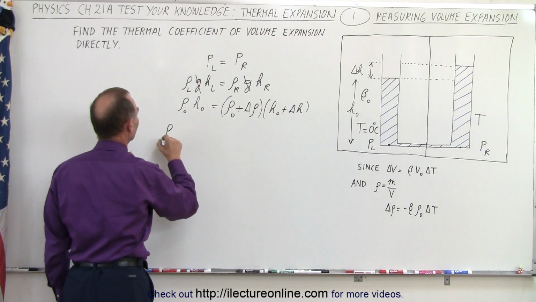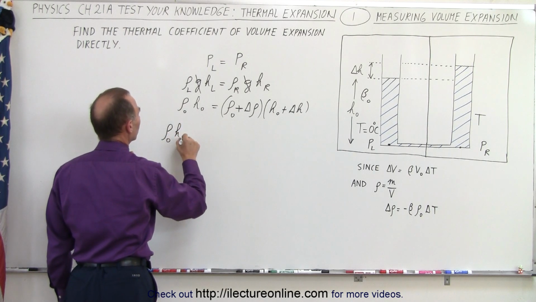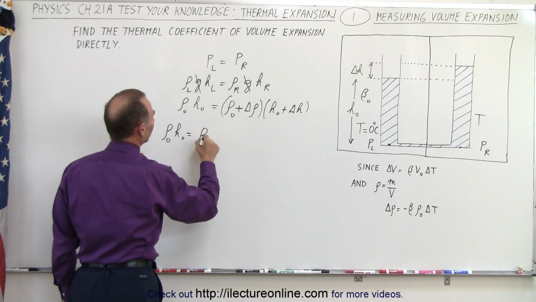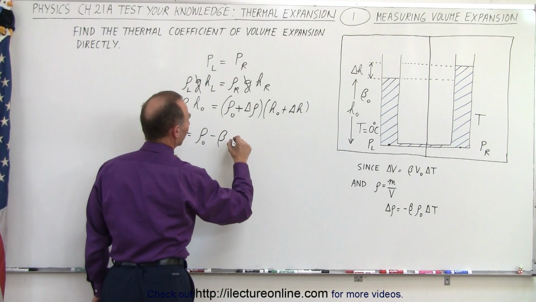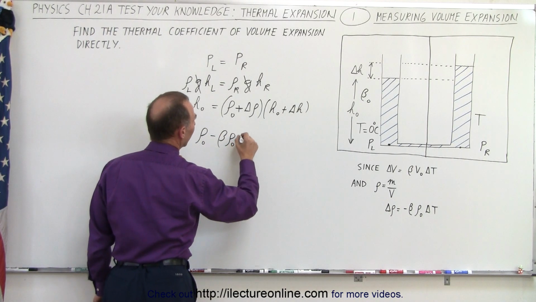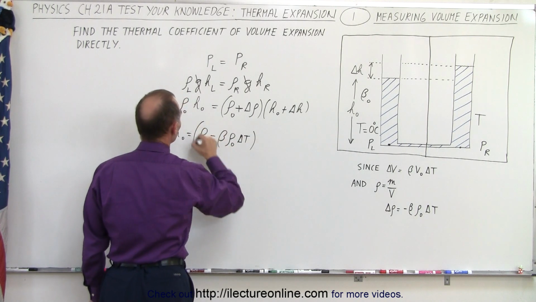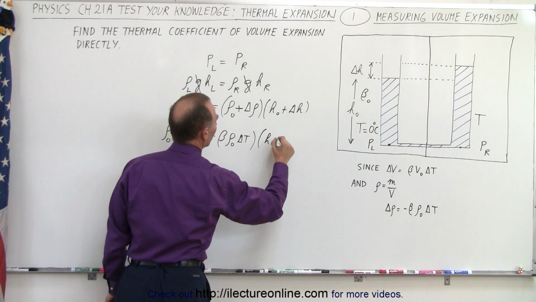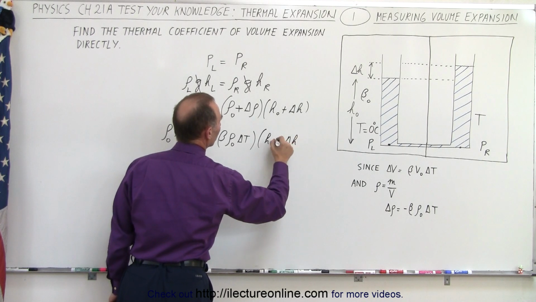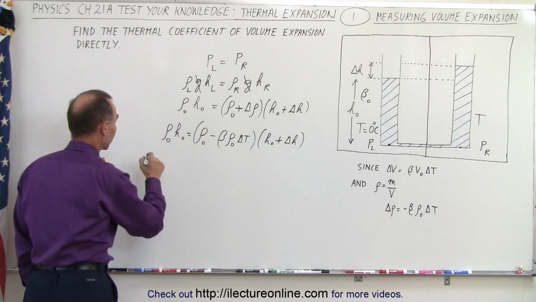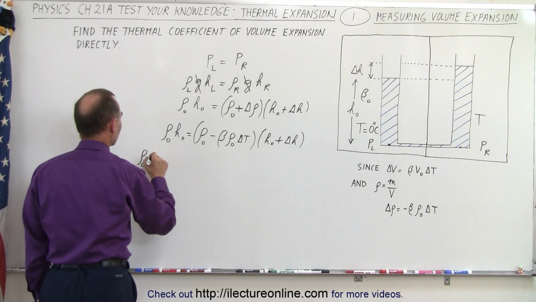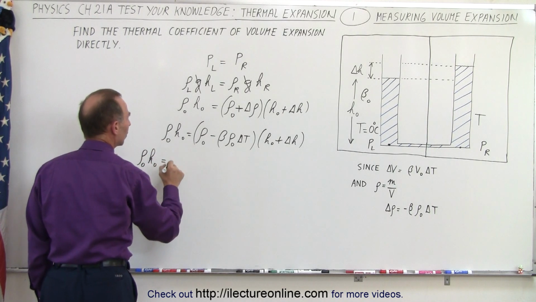So now we have density original, H original equals density original minus beta times density original times delta T. We're going to multiply that times h sub naught plus delta h. So now let's go ahead and multiply this through and see what we get. So on the left side we have original density, original height equals.